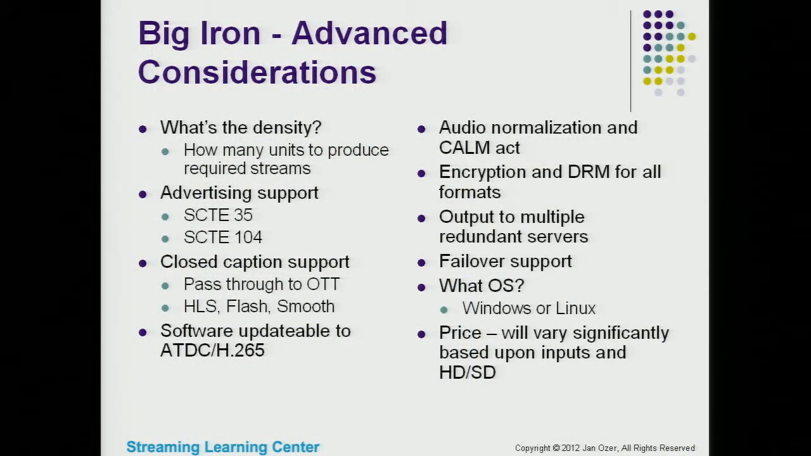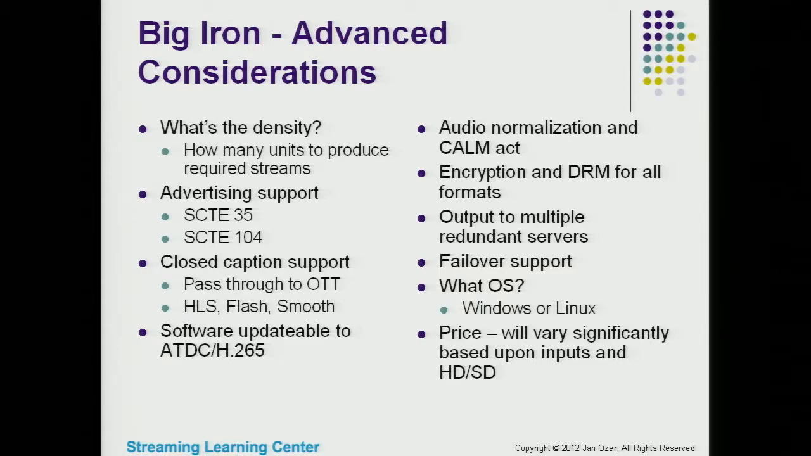So if I'm starting to narrow down in this category, the first question I ask is, what's the density? I mean, how many of these units do I need to buy to produce the streams that I require? And this is where systems, in particular Elemental, do a nice job with the GPU and CPU encoding, and they tend to produce units that output a lot of streams. So you may need to buy 2 or 3 Elemental live encoders compared to 4 or 5 from somebody else. And that's obviously a consideration for purchase price. It's a consideration for operating costs and all that.